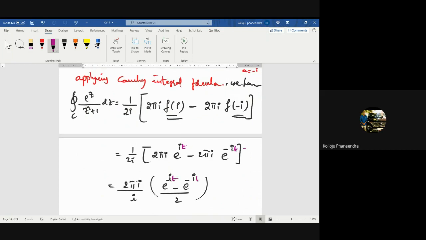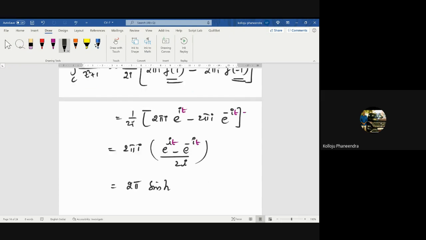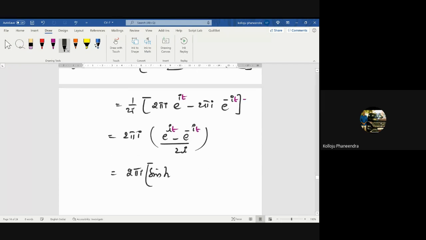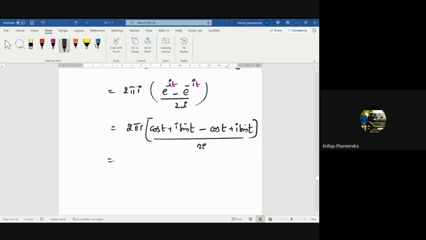Now you can write e power it minus e power minus it by 2i here also. If I simplify this, 2 pi i times e power it means cos t plus i sin t, minus cos t plus i sin t, whole by 2i. Therefore this is 2i sin t. The 2i gets cancelled. The answer is 2 pi i into sin t.